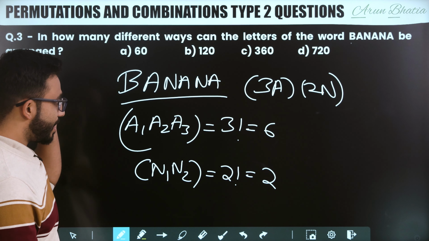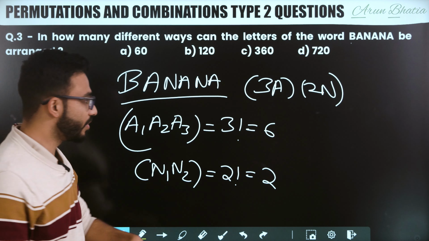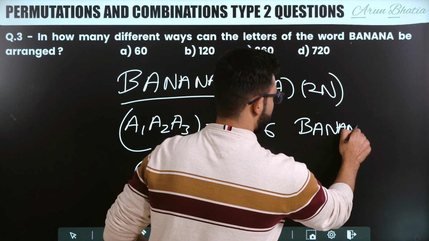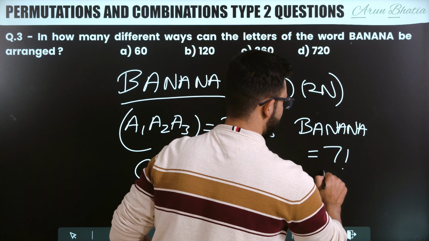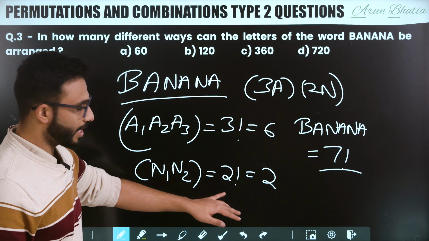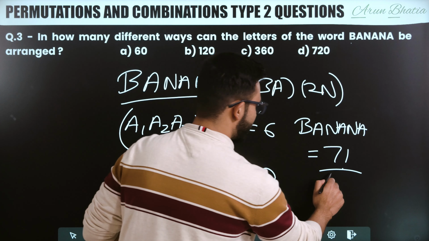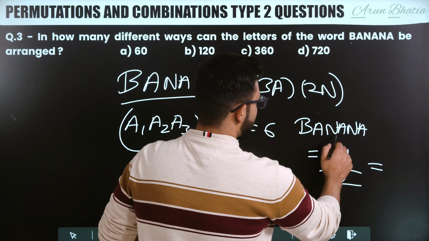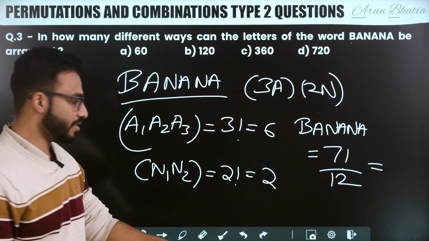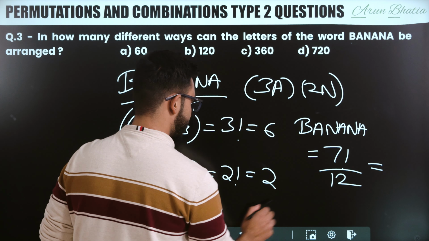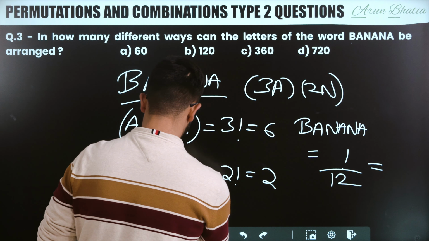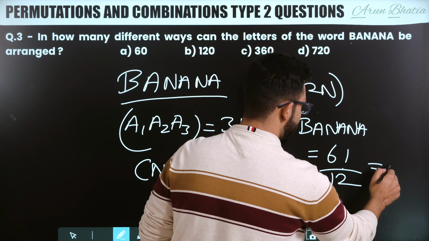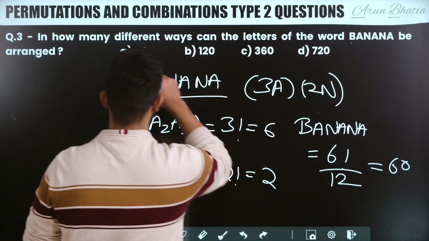So what I'll do is that banana is how many letters? 7. So it's 7 factorial. So this is 7 factorial divided by 3 factorial times 2 factorial, which is 6 into 2, which is 12. Sorry, I made a mistake. Banana is a 6-letter word. So instead of 7, you'll have 6 here. So 6 factorial is 720. So divide that by 12. I think it comes around 60. So 60 is your answer.